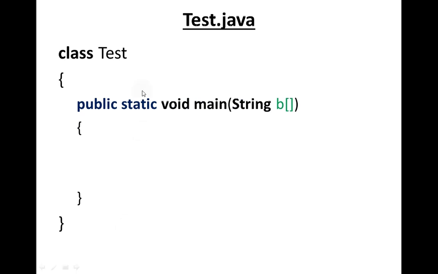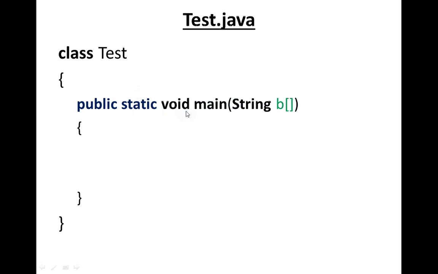So what about static? Static means, in general, whatever the variable or method, these variables and methods can be accessed only with the help of an object. First we should create an object for this test class, and only through this object can we invoke. But if it is static, without creating an object we can invoke the main method, which is indicated by this keyword. So static means no need to create an object.